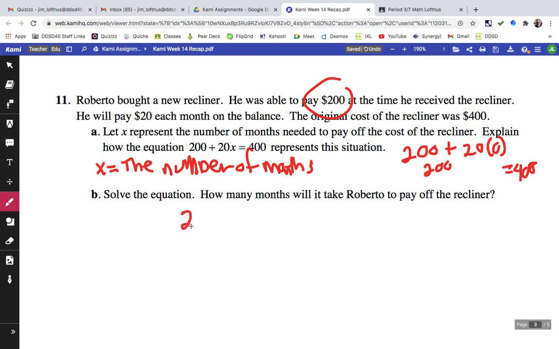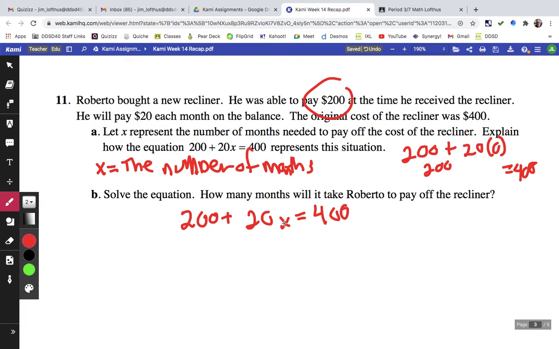So we could just do 1 month and then 2 months and then 3 months, like 20 times 1 and then 20 times 2 and then 20 times 3. But instead, if we solve the equation, set it equal to 400, then we can go straight to the answer. So 200 plus 20 times the number of months. We're really asking the question right here, how many months? That's what's being asked right here. How many months will it take for this to be true?